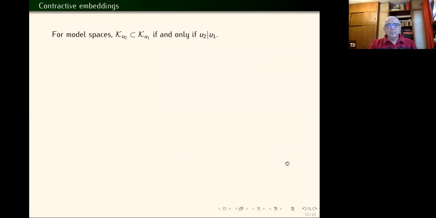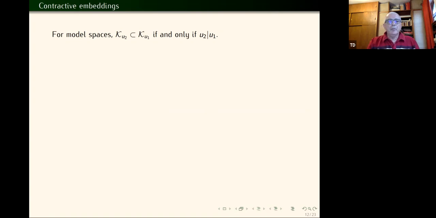Okay, so I'm finished with this subject, but it can be much extended. So using Clark measures is a very efficient tool to do different things with the de Branges-Rovnyak spaces.